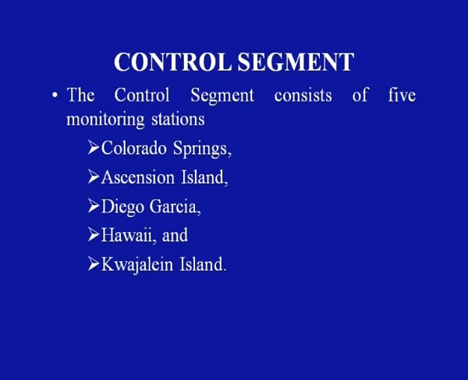The first segment is the control segment. The control segment consists of 5 monitoring stations, that is Colorado Springs, Ascension Islands, Diego Garcia, Hawaii and Kwajalein Island. This particular slide shows the location of all the control stations which are there. It may be interesting to note that apart from Colorado Springs, all other control stations are located around the equatorial region, because these satellites are revolving continuously around the earth's surface in such a manner that they need to be controlled as they are passing through the equatorial plane.